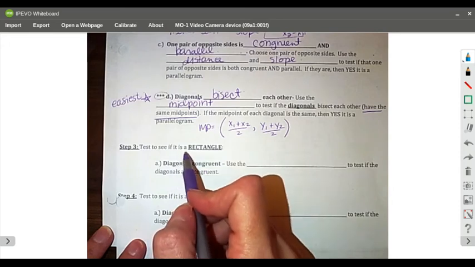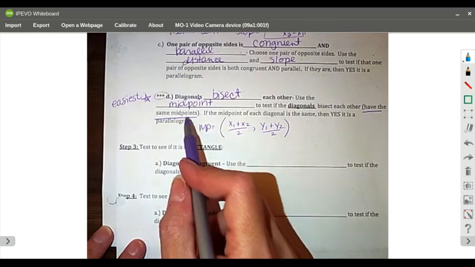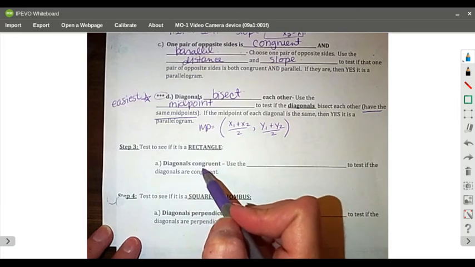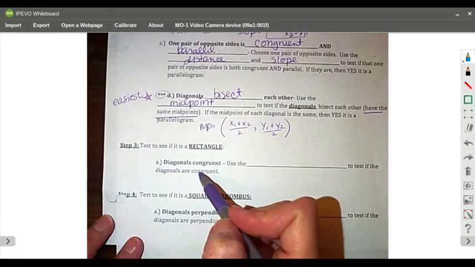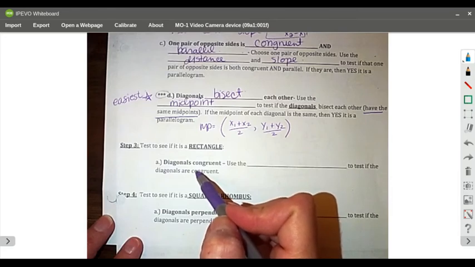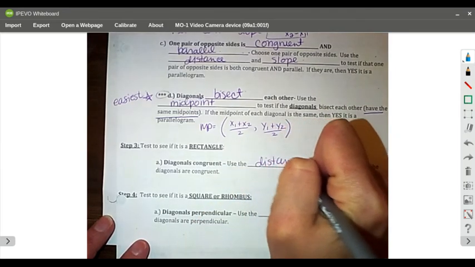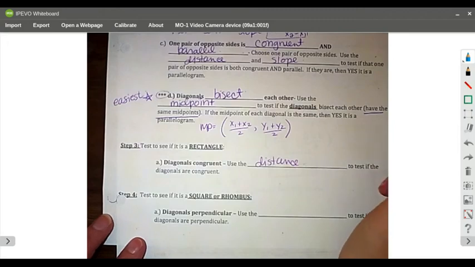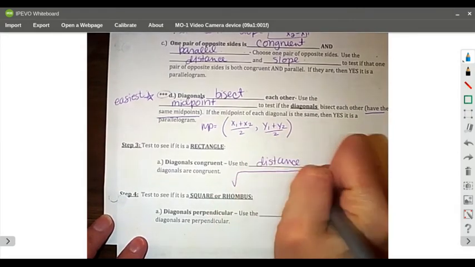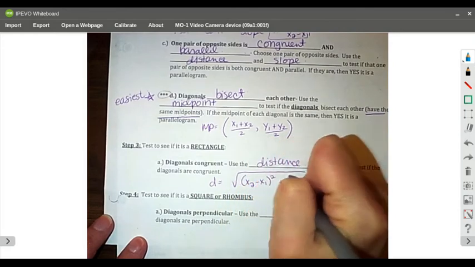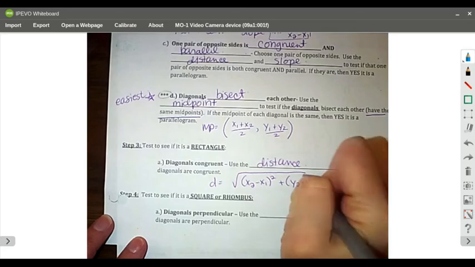To see if it's a rectangle, remember that a rectangle is a type of parallelogram. So think about the things that differentiate between a rectangle and a parallelogram. One would be that the diagonals are congruent. Another would be that the sides are perpendicular, so you could do the slope and see if they're negative reciprocals of each other. That would be an option, but this is the easiest one. So we're going to use the distance formula to find the length of the diagonals to see if they're the same. This is the distance formula in case you forgot it: the square root of x2 minus x1 squared plus y2 minus y1 squared.